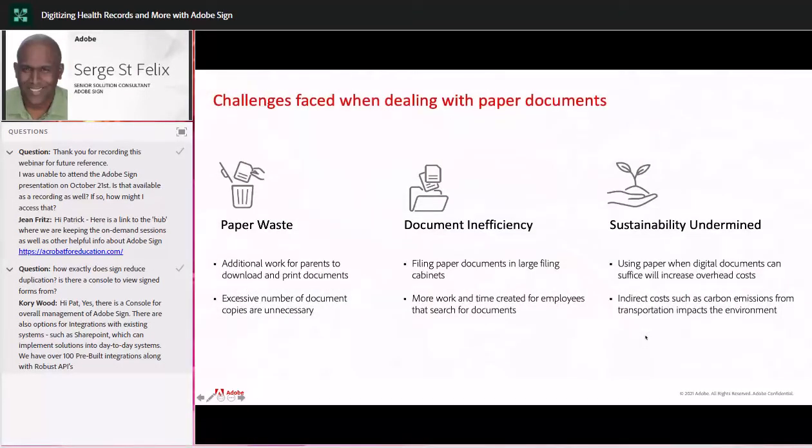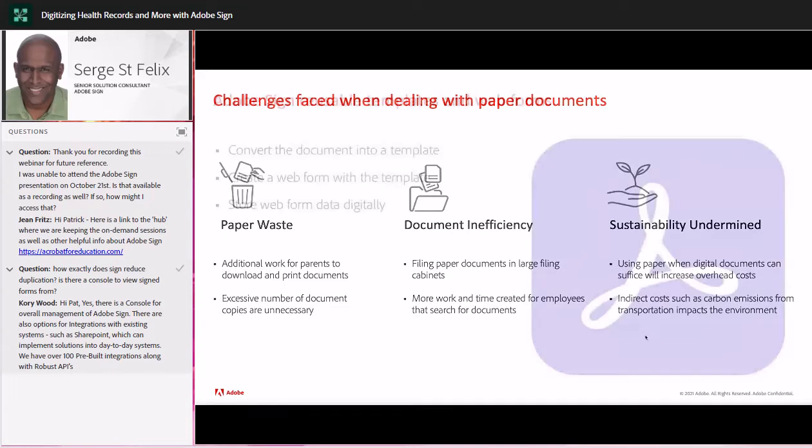So this process presents a lot of challenges for schools and for parents. One, paper waste. We create additional work for parents and teachers to download, print, and copy documents. Two, document inefficiency. Now, I don't know about you, but filing papers away in a large cabinet is not very efficient, especially when it comes to searching for documents. And lastly, our sustainability efforts. Increasing paper usage when you can go digital is not eco-friendly. And let's not forget the indirect costs, such as the carbon emissions from transportation, as my colleague Sarah had mentioned.